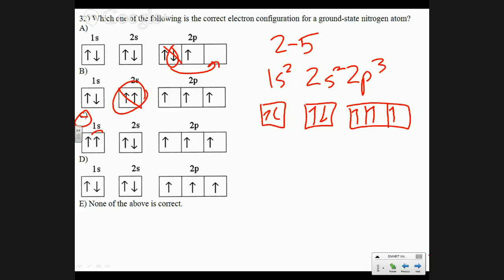Oh, I'm sorry. Wrong problem. You can't have C because you've got two up there. That ain't right. But D is correct. This is the correct answer.